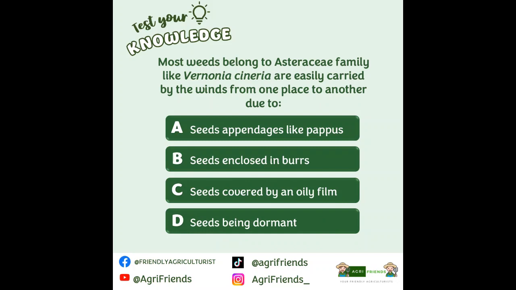Most weeds belong to the Asteraceae family like Vernonia cinerea and are easily carried by the winds from one place to another due to A. Seed appendages like pappus. B. Seeds enclosed in burrs. C. Seeds covered by an oily film. Or D. Seeds being dormant. The answer is A. So the pappus is a modified calyx that surrounds the base of the corolla. So it functions during wind dispersal.